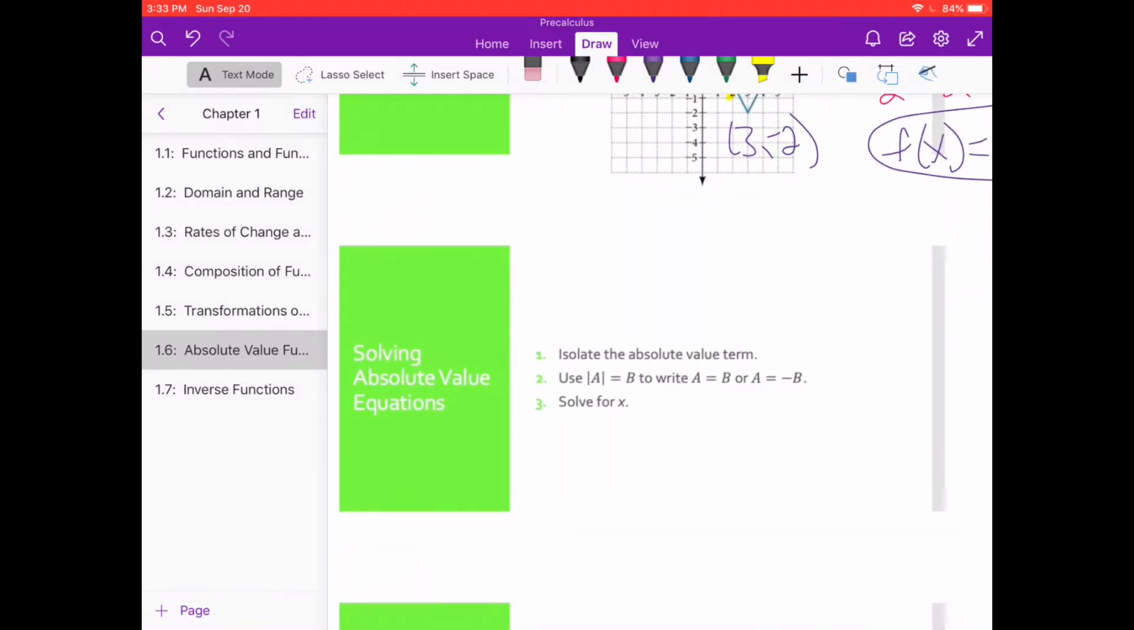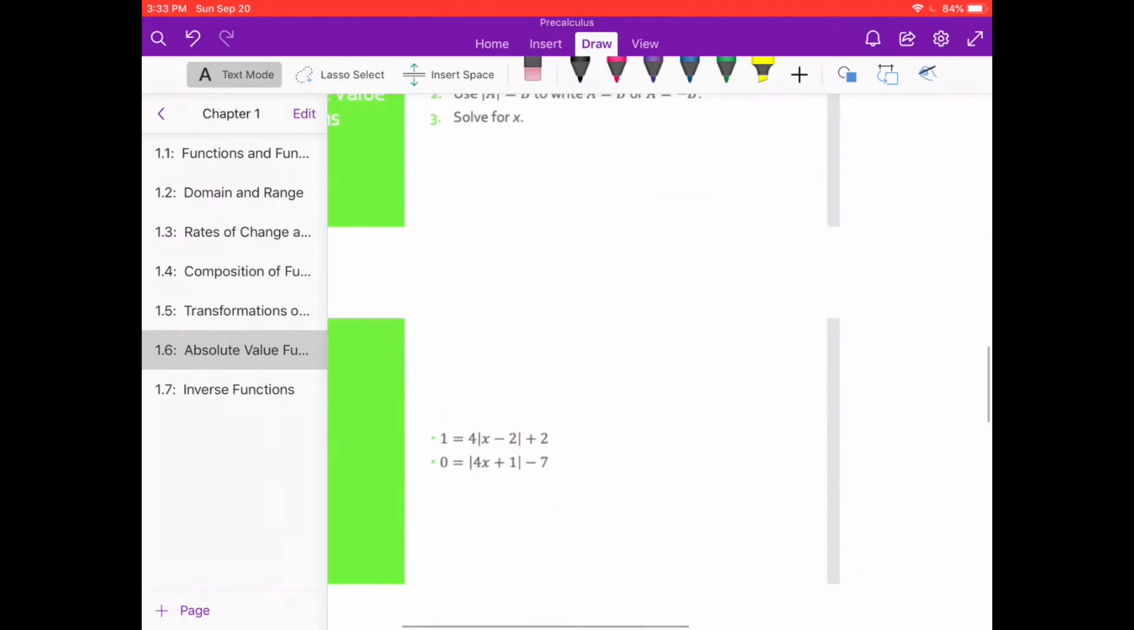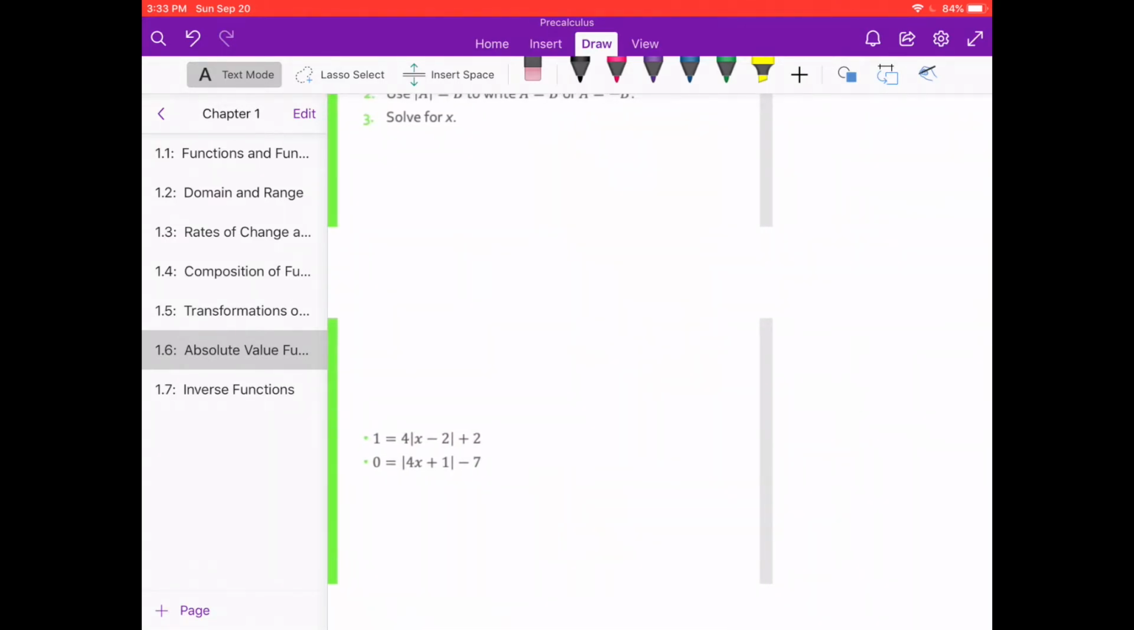So solving absolute value equations, what you want to do is isolate the absolute value term and use the absolute value of a equals b to write a equals b or a equals negative b, and then solve for x. So the basic idea is you're splitting it into two equations. One is equal to the positive value, one is equal to the negative value, and then go from there.